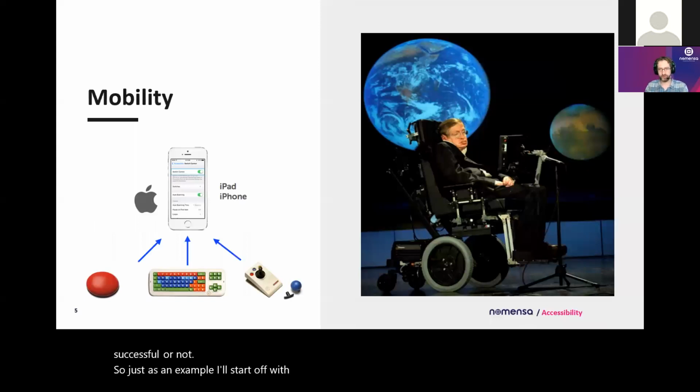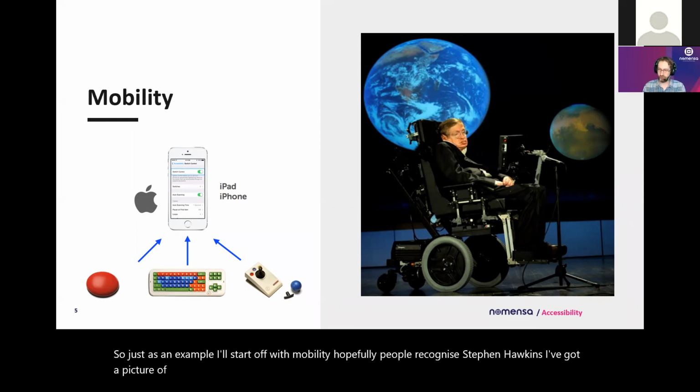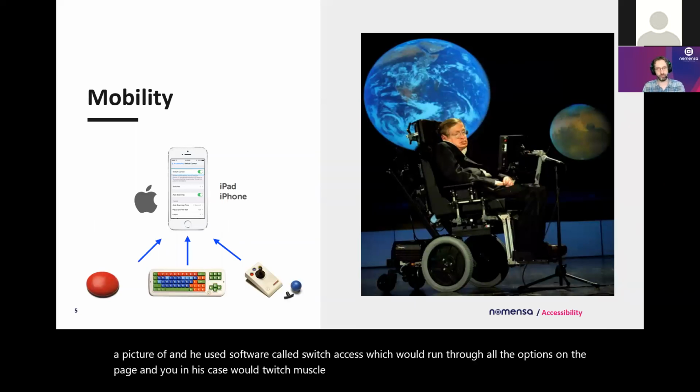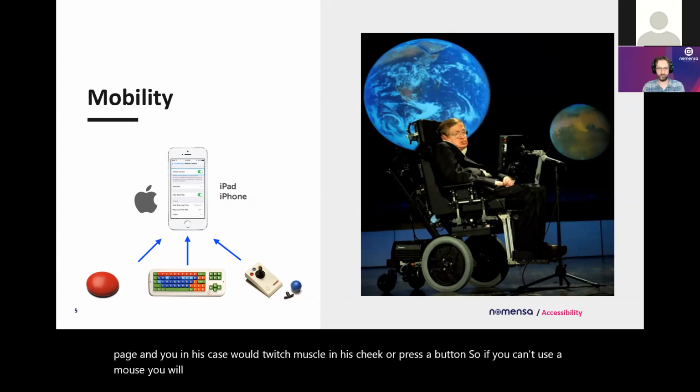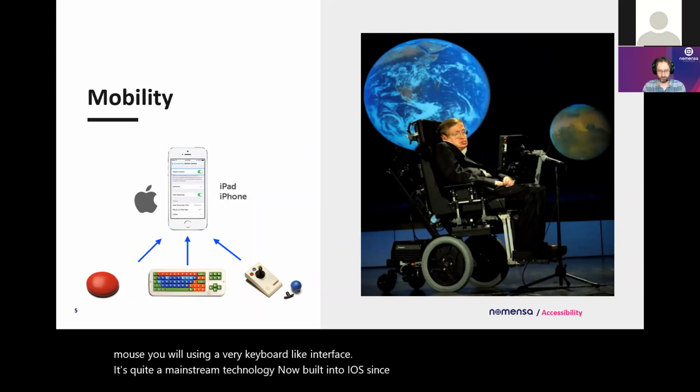Hopefully people recognize Stephen Hawking, I've got a picture of him. He used software called Switch Access, which would run through all the options on the page. And in his case, he would twitch a muscle in his cheek or press a button. So if you can't use a mouse, you're using a very keyboard-like interface. It's quite a mainstream technology now. It's built into iOS since version 7, and it's on other platforms as well.